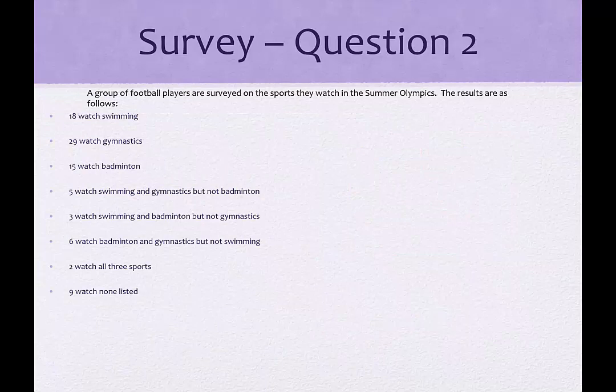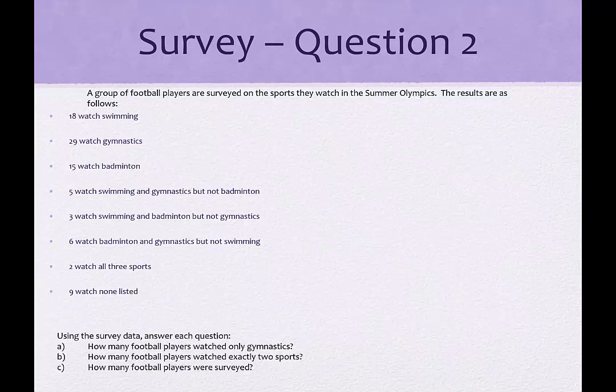Okay, in another example, a group of football players are surveyed on the sports they watch in the Summer Olympics, and these are the results. So here are the results. I always encourage you, pause the video, try to set up your Venn diagram, and then if you're feeling so inclined, answer those questions.